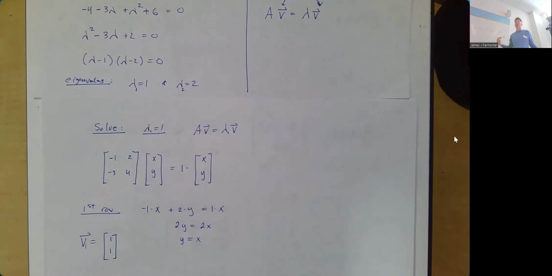Technically, any multiple of that, with one exception, would also be an eigenvector. 2, 2, 3, 3, 1,000, 1,000, whatever you like. The only eigenvector you can't pick is 0, 0. It's not a good choice, because it's actually an eigenvector for anything. So okay, that's the eigenvector, or the family of eigenvectors, associated to the eigenvalue lambda equal to 1.